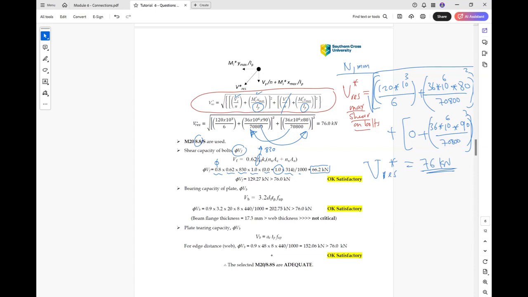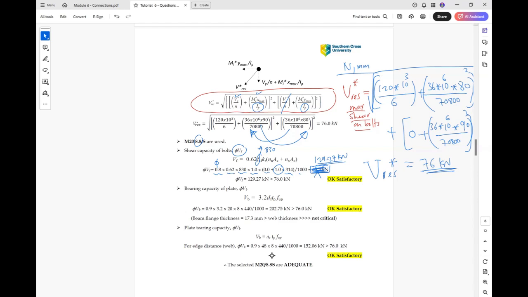So I think I changed the calculation again. 0.8 times 0.62 times 830 times 3. Okay, so this value is 129.27. Just a typo here, so remove this one.